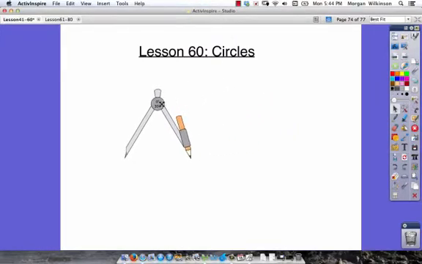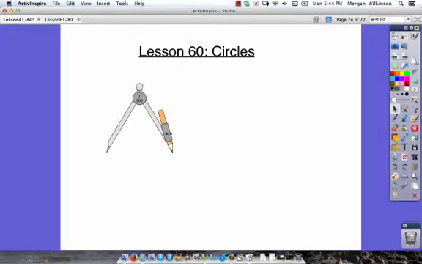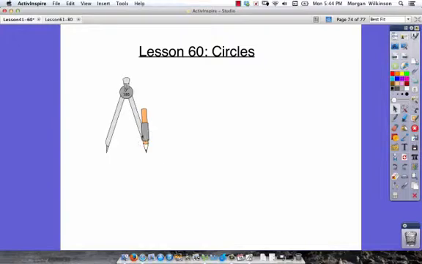You may have a compass that looks like this. You may have a plastic one or a metal one. And there's other types of compasses as well. Now we've got to practice using these.